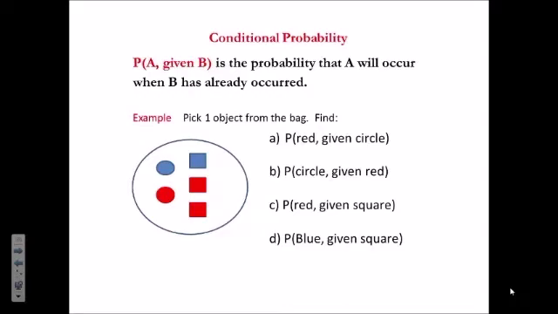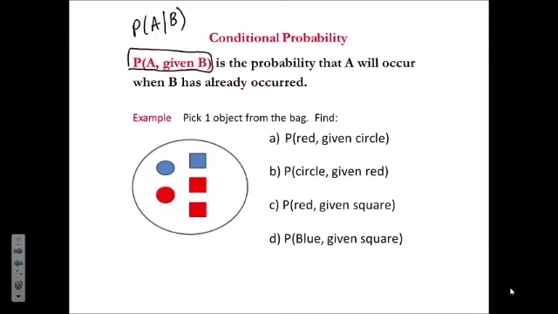Conditional probability. In most books, conditional probability is written this way. The probability of A given B. I like to write it this way. The probability of A given B is the probability that A occurs given that we know B has already occurred. This is conditional probability. There's a condition there.